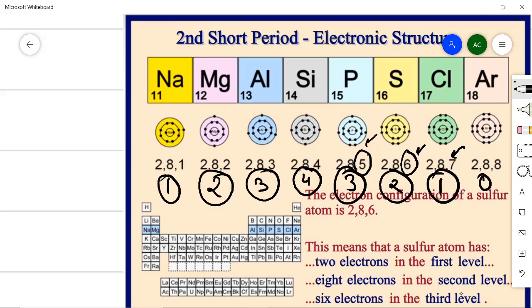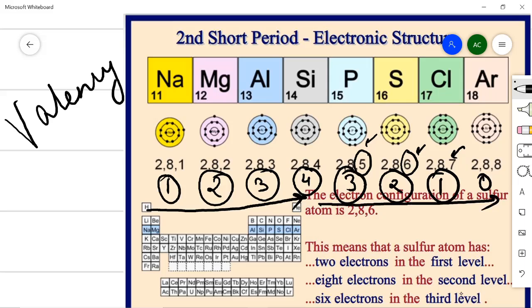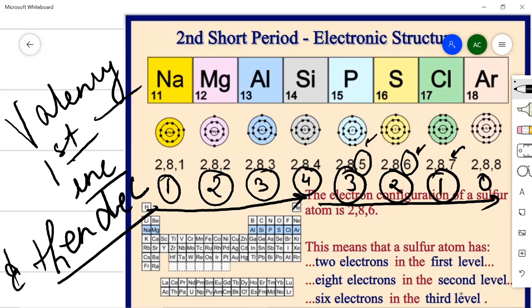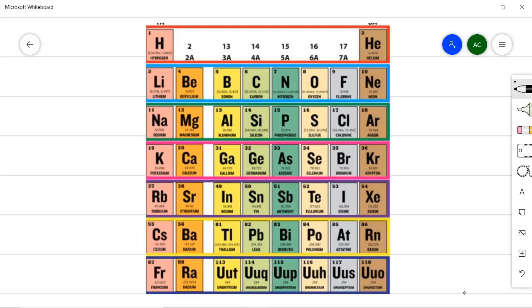So now you can see the trend in valency. Valency increases from 1 to 4 and then decreases from 3 to 0. So valency first increases and then decreases in a period. This we are talking about a period: in a period the valency increases till 4 and then decreases from 3 to 1 and 0. Now we will see the properties of elements, that is, how the physical and chemical properties change.